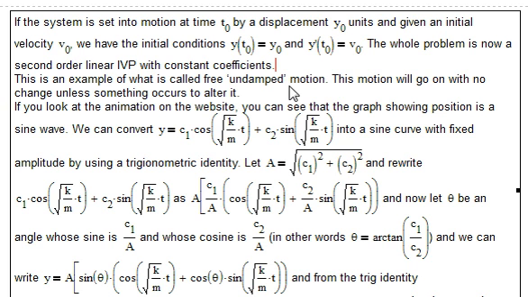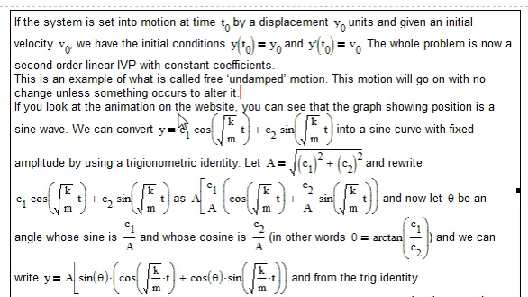The whole problem is now a second-order linear initial value problem with constant coefficients. So it's an example of what's called free undamped motion. This motion will go on with no change unless something occurs to alter it. That's what it means by undamped. It keeps continuing to do whatever motion you let it do. So friction and air resistance do not come into play.